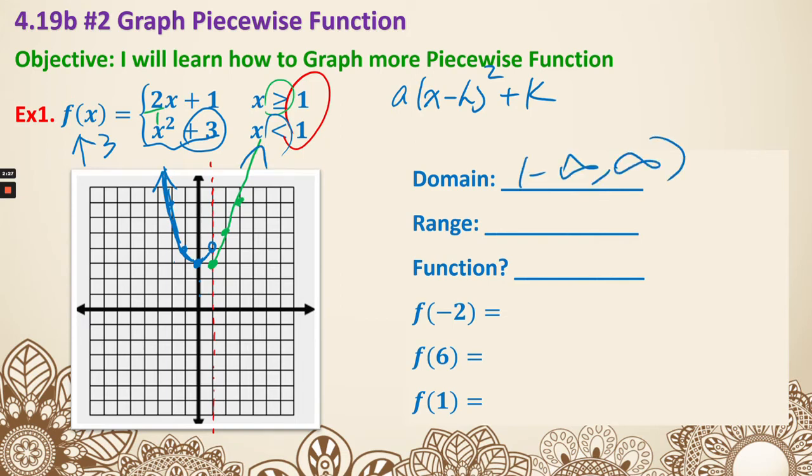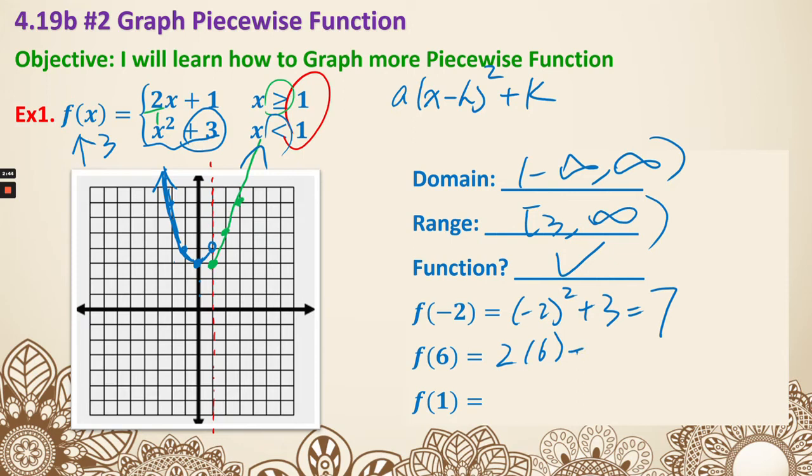As for the range, the lowest point is actually at 3, so I have 3 all the way up to infinity. Yes, it is a function. f of negative 2 is going to use the second one, so negative 2 squared plus 3, that's going to be 7. f of 6 is going to use the first one.